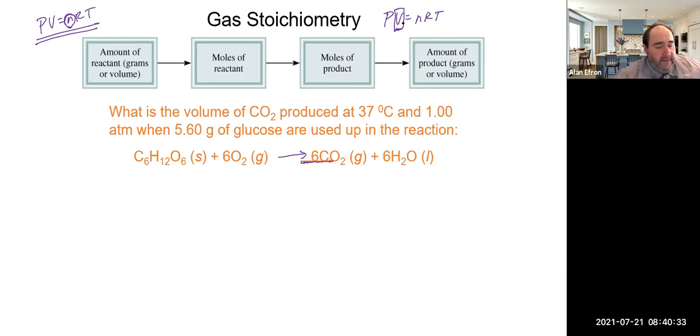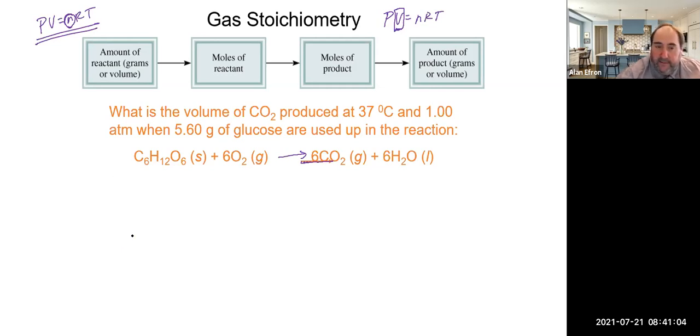We still need a balanced equation like normal. We still need to convert to moles. We still need to do the mole-to-mole relationship. And obviously, we still need to convert those moles into whatever unit they're looking for. So here we're looking for what is the volume of CO2 that's produced at 37 degrees Celsius and 1 atmosphere when 5 grams of glucose are used up in a reaction. So here we're going to do a stoichiometry problem.